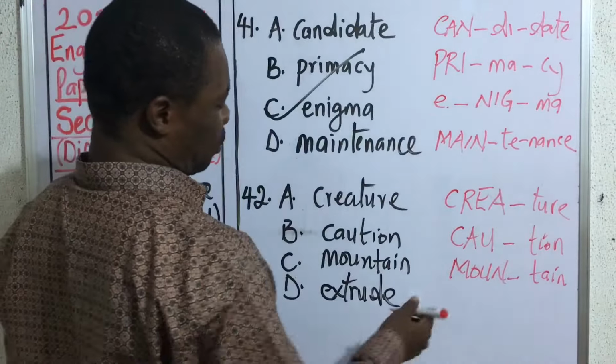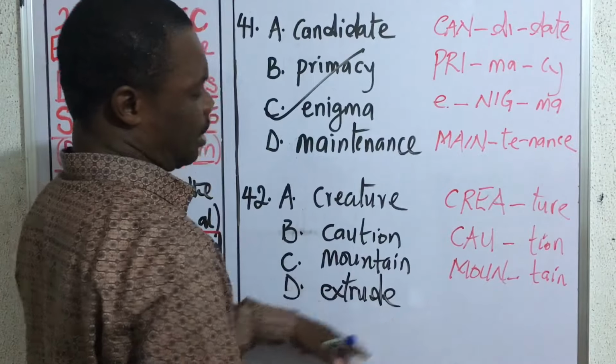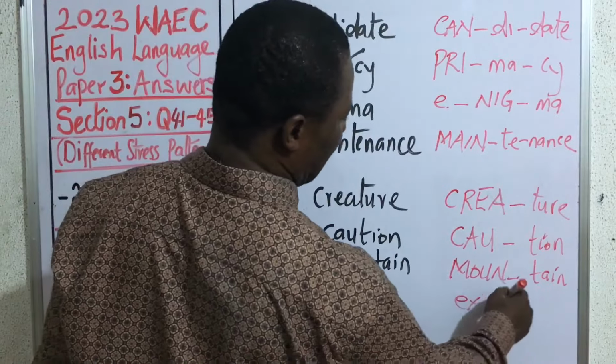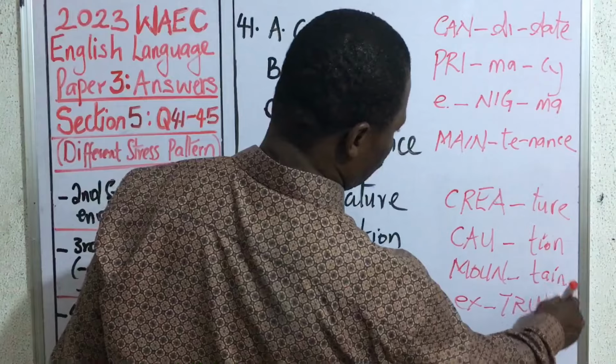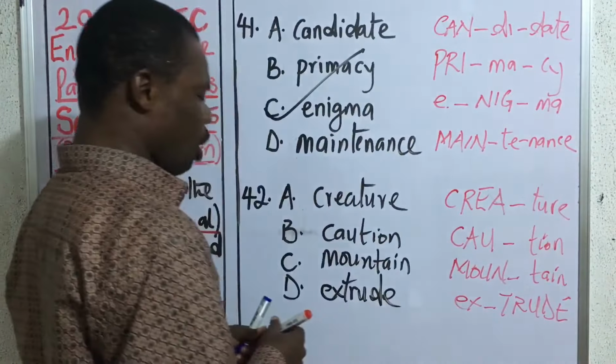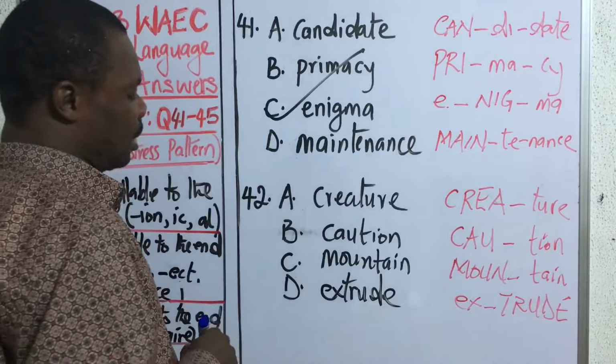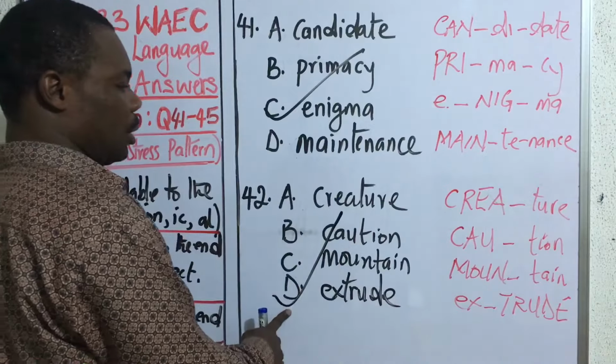So extrude is an action. Being an action, you go to stress the second syllable. So you have X and then you have trude. At the end of the day, the option that has its stress on a different syllable is option D.